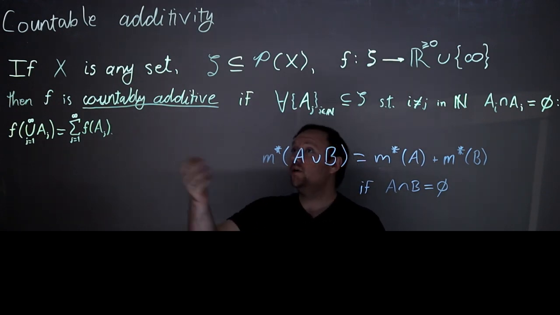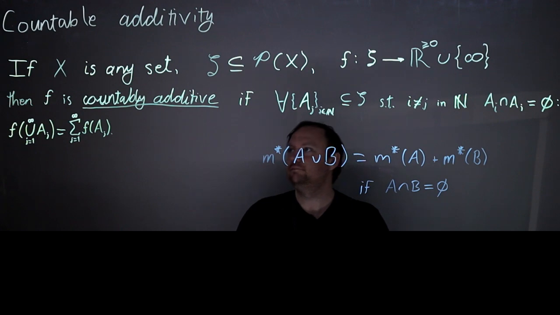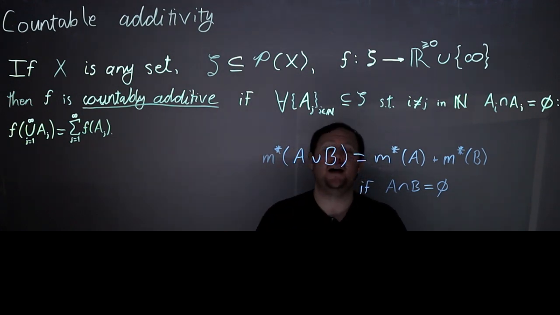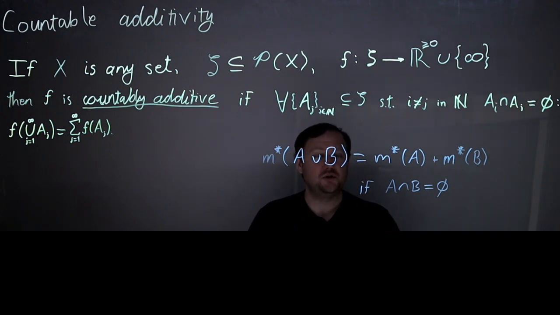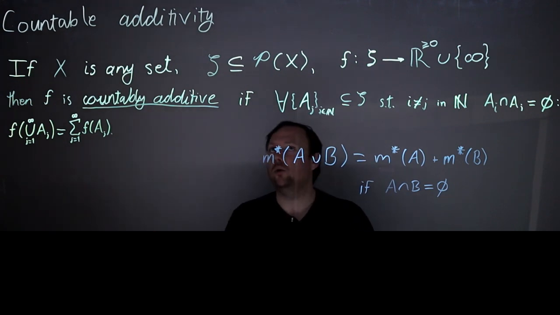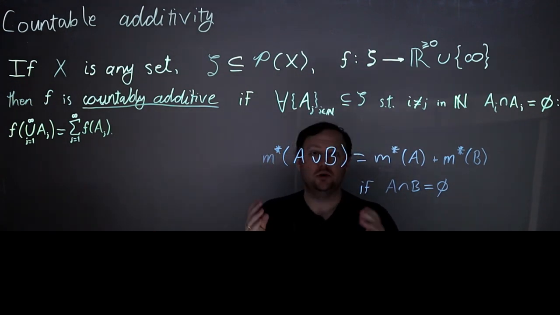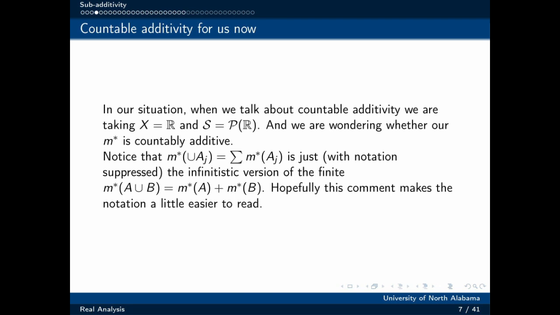But what we would really like is a significantly stronger condition, that it be countably additive, right? So more than just for 2 sets, more than just for any finite number of sets, but for any countable collection of sets, we would like additivity to hold. So we will investigate whether or not M star is countably additive.